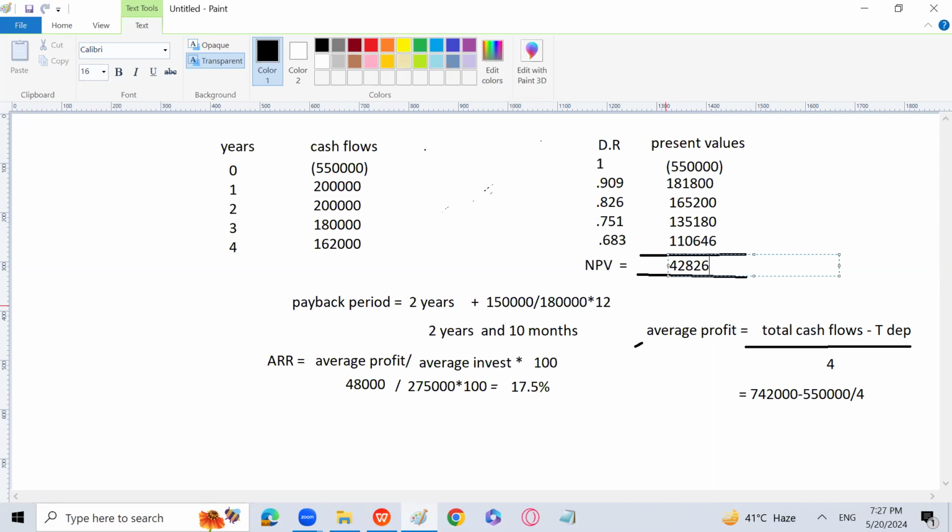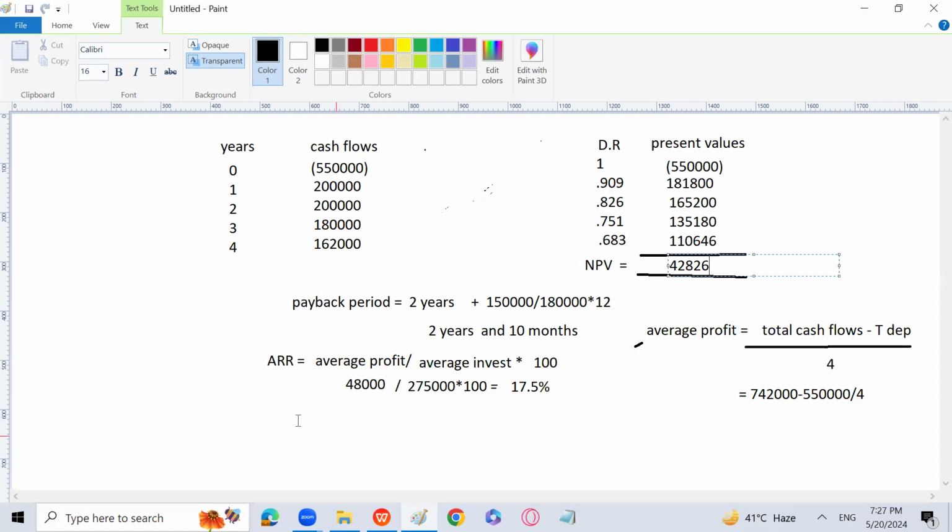How long will it take to return your initial investment? That is 2 years and 10 months. It is still during the project that we are able to recover our initial investment. ARR is also acceptable, 17.5%. It is acceptable, though there is no cutoff criteria. And NPV is positive, so we will accept the project.